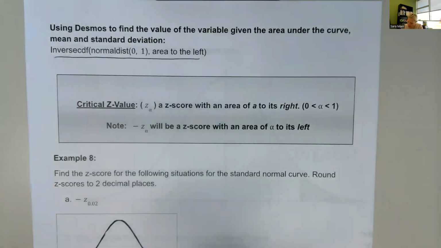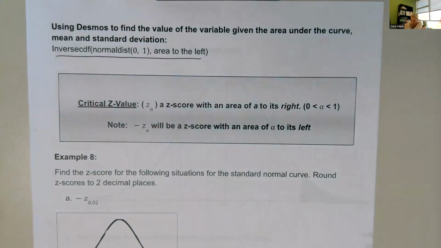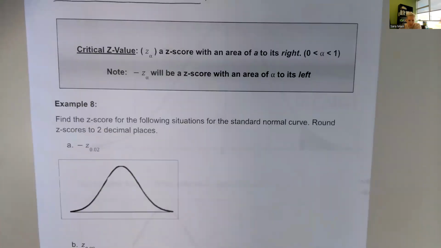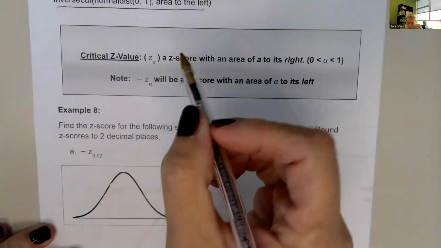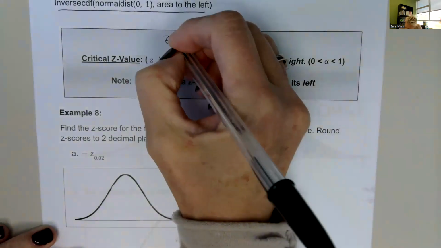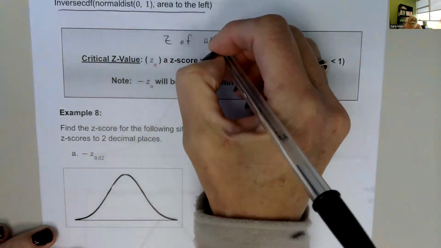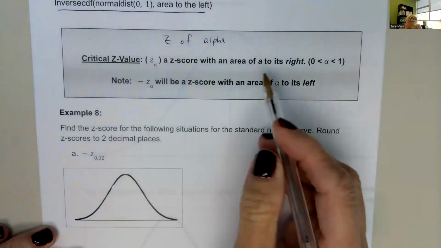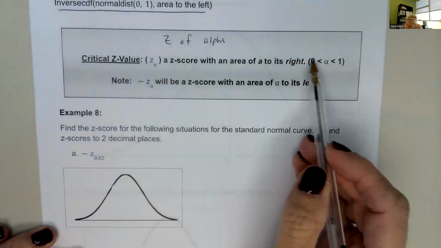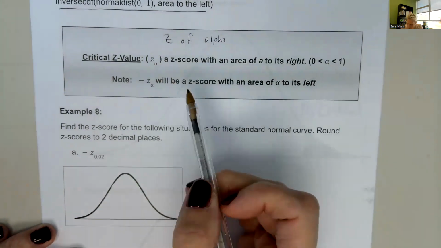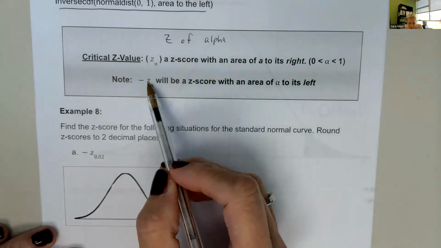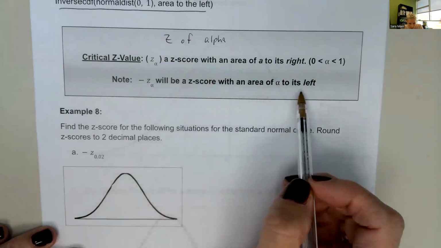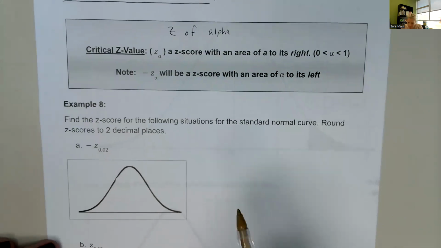We're going to have a little notation here on what they want to define. That notation is called Z of alpha, and we pronounce that Z of alpha. So in this case, alpha is always going to be between 0 and 1. Z of alpha is the area to the right. A negative Z of alpha is the Z that's area to the left.